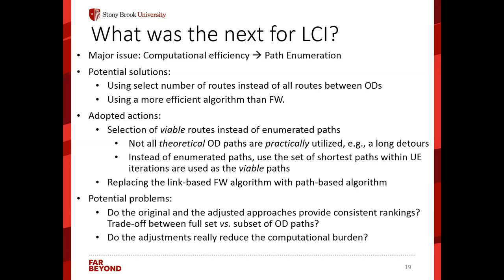The potential problem is, okay, we made these adjustments to make it more computationally efficient, but do we still have similar rankings between the original LCI and the adjusted approach? If these two, when we adjust it, give a completely different set of rankings, that means it's another measure now, and we cannot really tie it to the original one. And basically, in the trade-off between using the full set of OD paths or a subset of OD paths, does it cost us accuracy or consistency? And also, can we really get a reduction in computational burden?